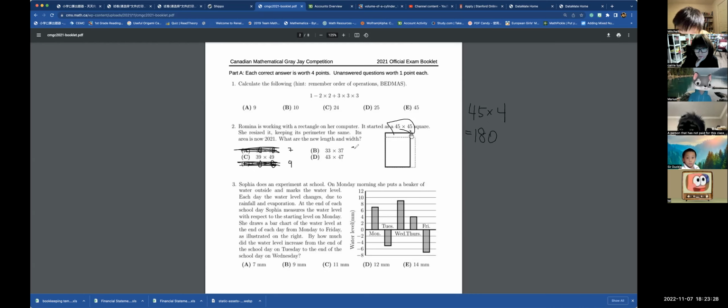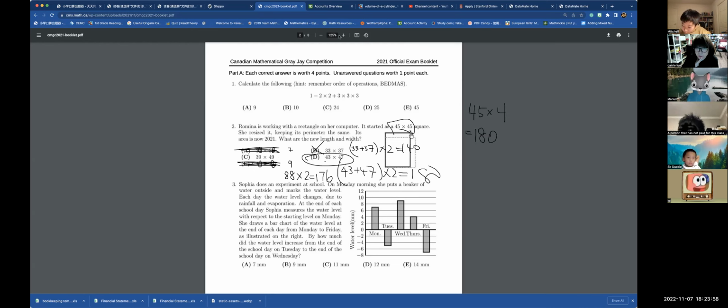Yes. 33 plus 37 times 2 equals what? Equals 140. And 43 plus 39 plus 49 equals what? Equals 180? No, 88 times 2 equals 176, right? And this one is D. 43 plus 47 times 2 equals 180. So that's why D is the right answer.